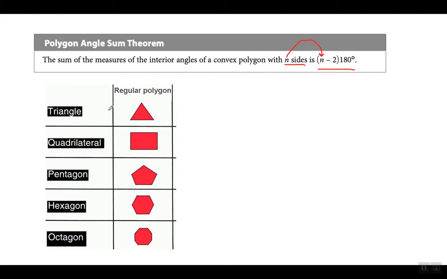Alright, so here we have a triangle. And we already know that when you add up all the angles inside of a triangle, it always has to equal 180. The sum of all the angles inside of a triangle always equals 180. However, let me demonstrate that with this formula so that you can see how it works, okay?